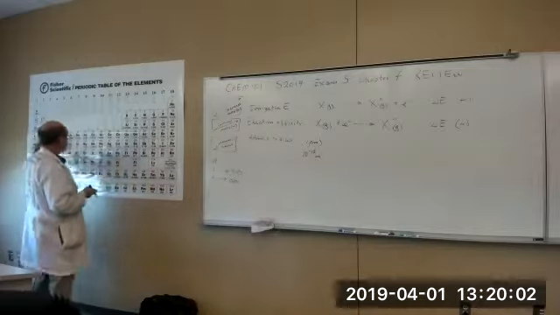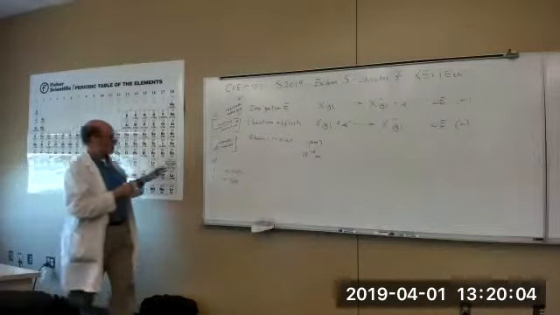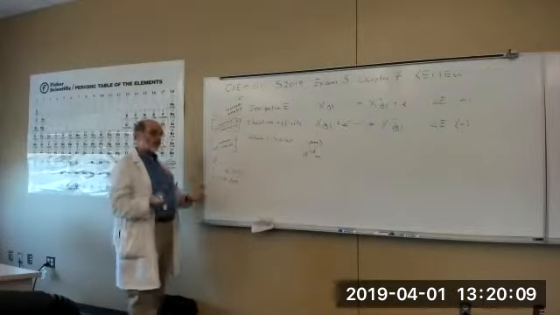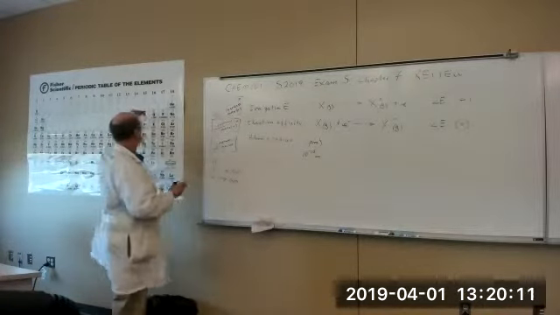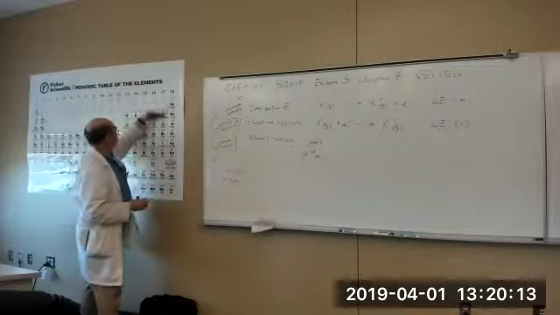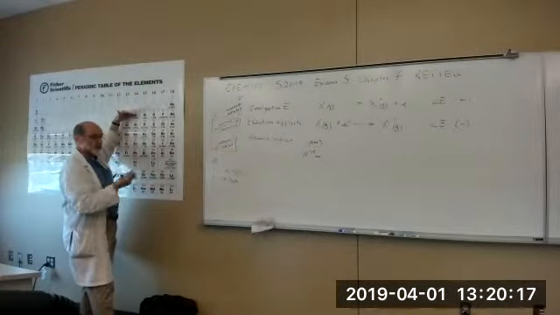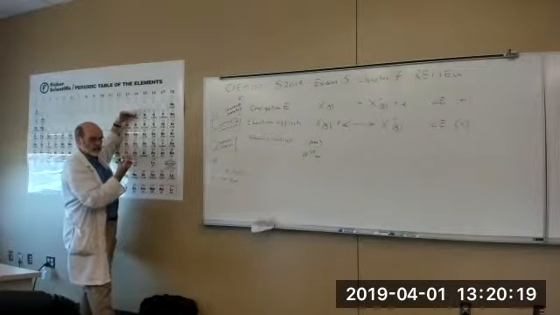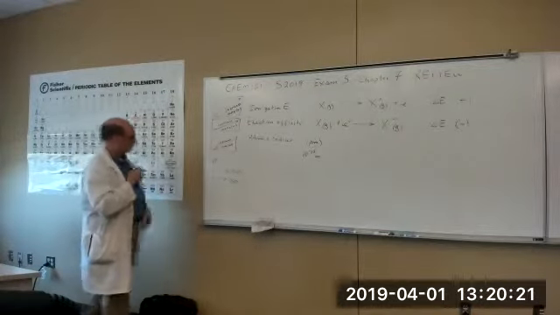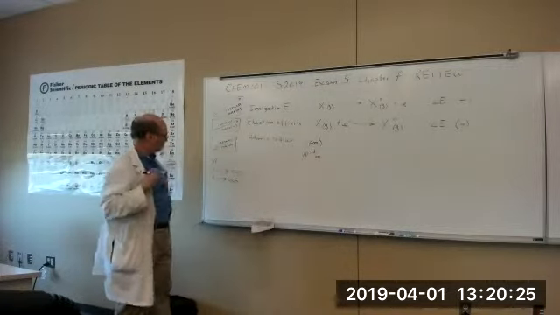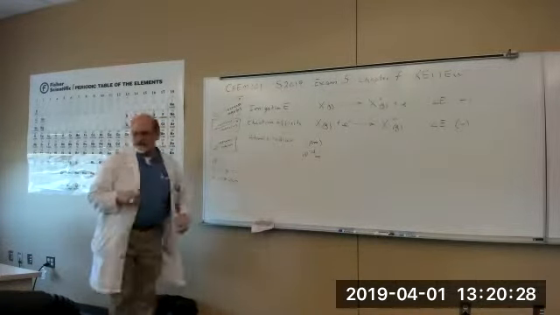Ionization energy from left to right increases because of effective nuclear charge. That is, you're getting more protons. You're still at the same energy level. N is the same, but you're adding more protons, which means a stronger pull on the electrons. So that explains ionization energy. How about electron affinity?